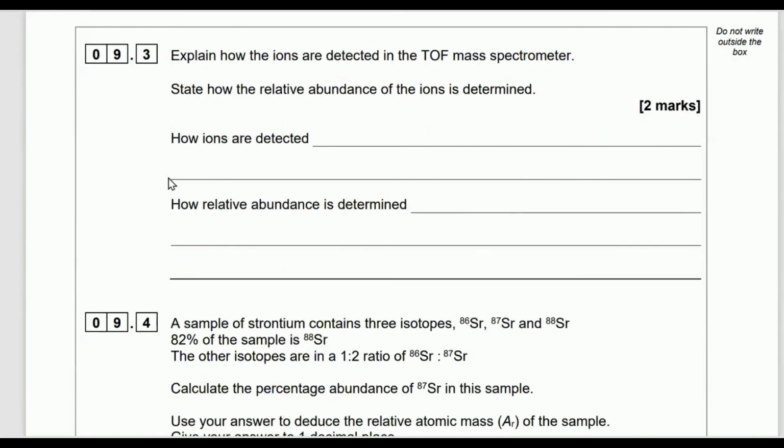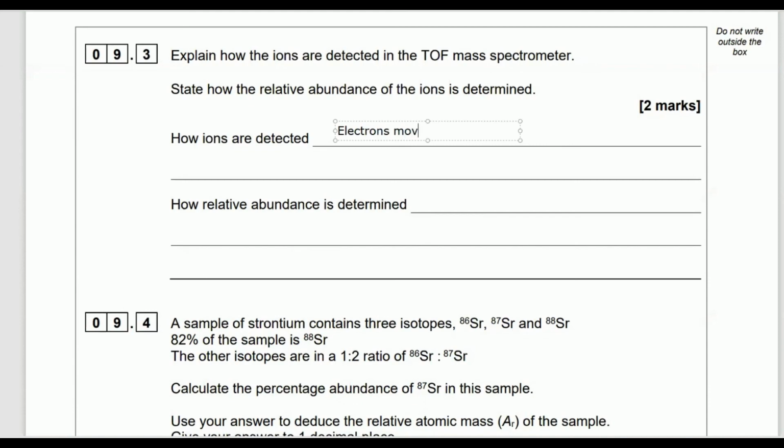So what have we got here? We've got 9.3. Explain how ions are detected in the TOF, time of flight, mass spectrometer. State how the relative abundance of the ions is determined, how the ions are detected, how the relative abundance is determined. Okay, so first of all, how are the ions detected?